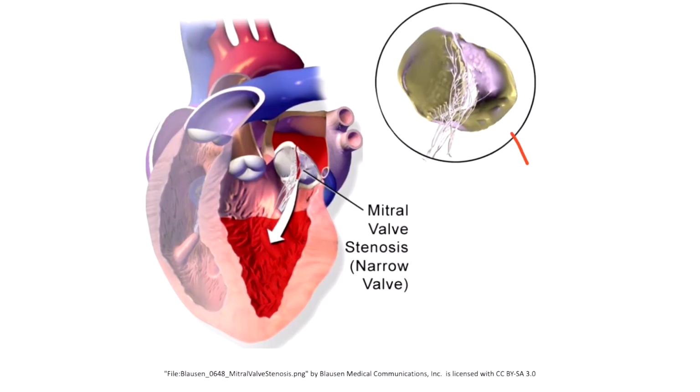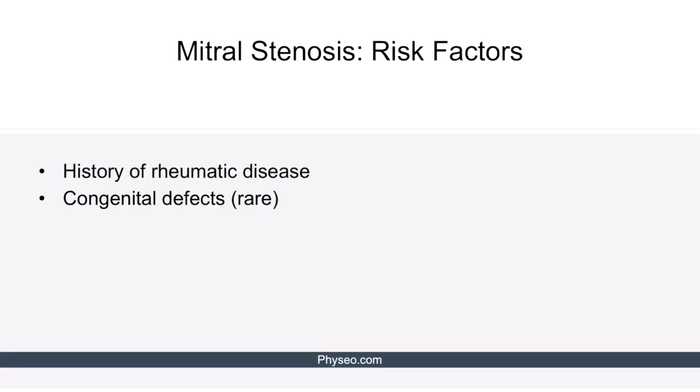Here you can see a depiction of a stenotic mitral valve. As the heart relaxes and the left ventricle fills with blood, the stenotic mitral valve will partially obstruct the flow, and thereby the end diastolic volume will be decreased, indicated here by the red area showing a partially filled left ventricle. This narrowed mitral valve will also increase pressures in the left atrium, leading to the aforementioned pulmonary edema and pulmonary hypertension. Risk factors for mitral valve stenosis are a history of rheumatic disease or congenital defects in the mitral valve, which are very rare.